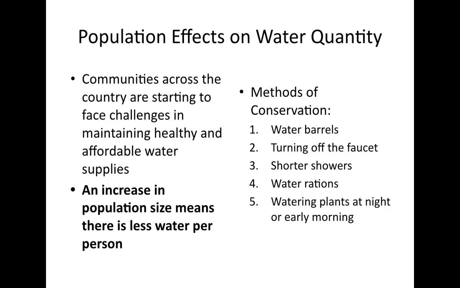So some methods of conservation, ways we can conserve water: water barrels, turning off the faucet. I have a bad habit of that, and my husband will actually come over and shut the faucet off when I'm washing dishes. Or if I'm rinsing something off to put in the dishwasher, I'll leave the water running because I just don't think about it sometimes. And he'll come over and click it to shut it off. So we have to be very, very careful of that.